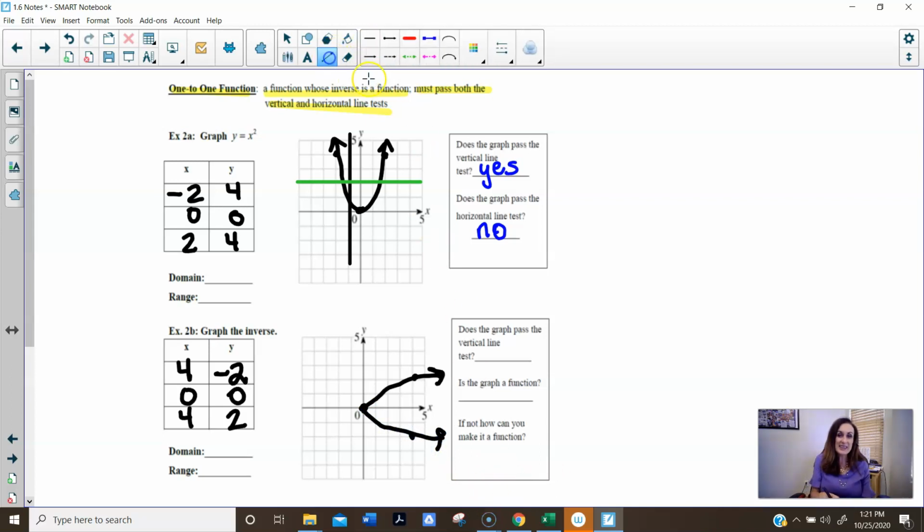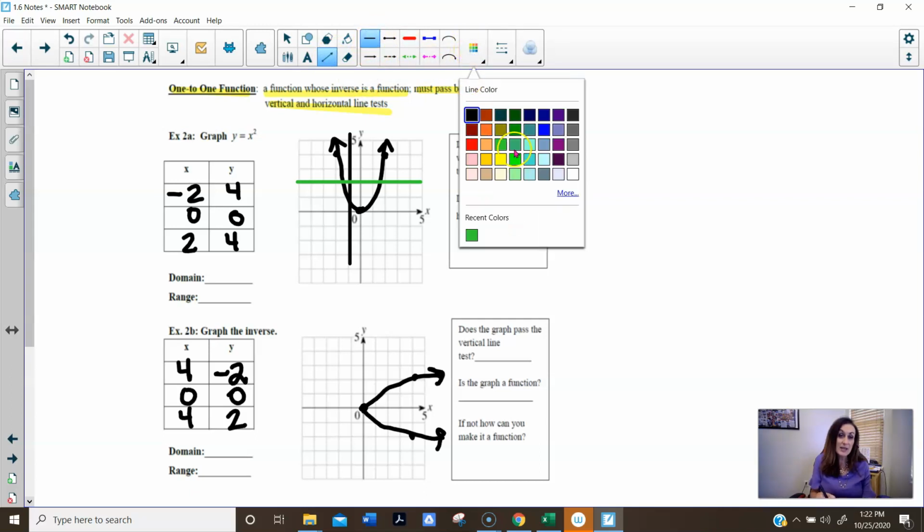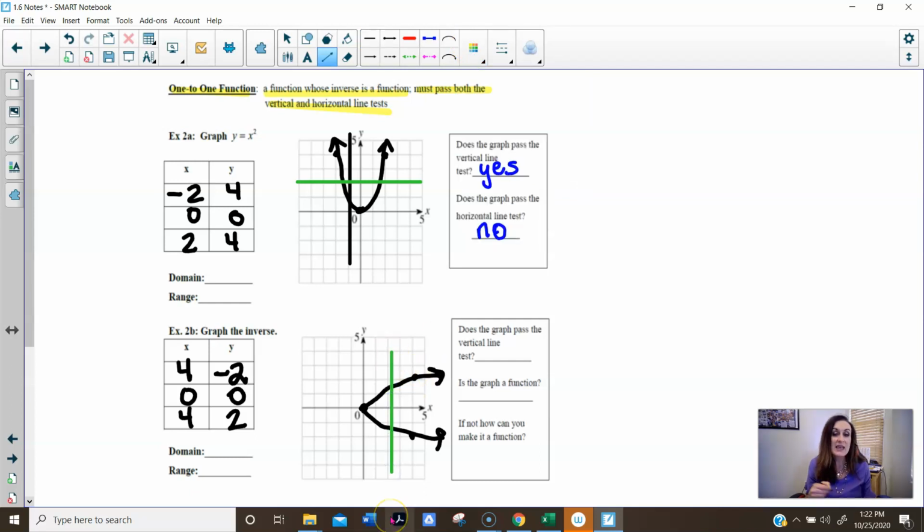You can see that it's going to fail the vertical line test. So if I draw a vertical line, you can see that that vertical line hits it in 2 places, which means this is not a function. So it fails the vertical line test. Let's write that in here. So does the graph pass the vertical line test? The answer is no. Is the graph a function? The answer is no.